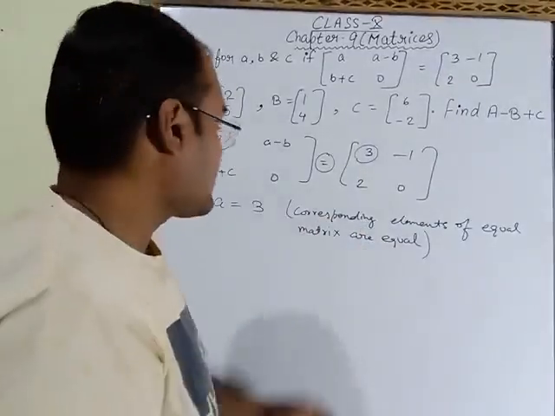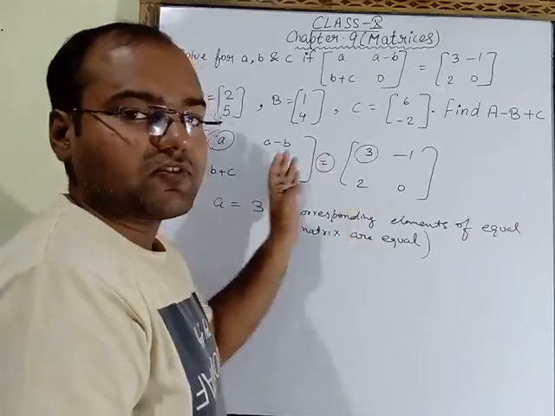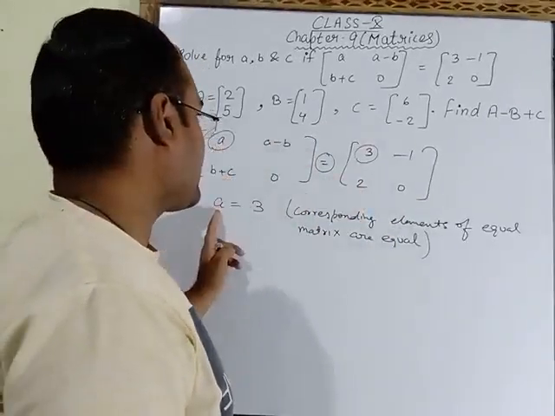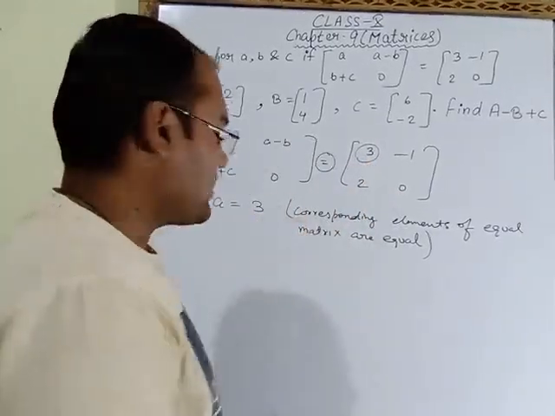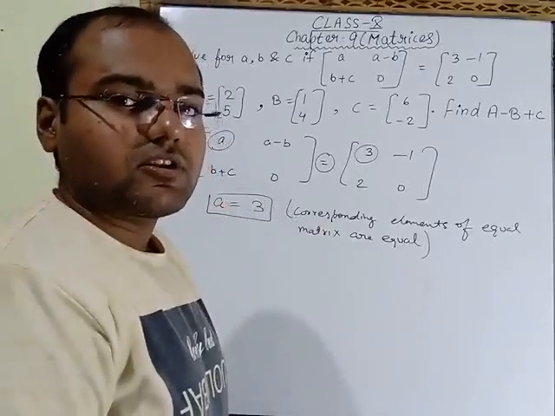So what I said, these two matrices are equal to each other. That means the corresponding elements of these two matrices will be equal to each other. So the first element of this matrix, A, and the first element of this matrix, 3, will be equal to each other. So from here we got the answer of A. That means A is equal to 3.